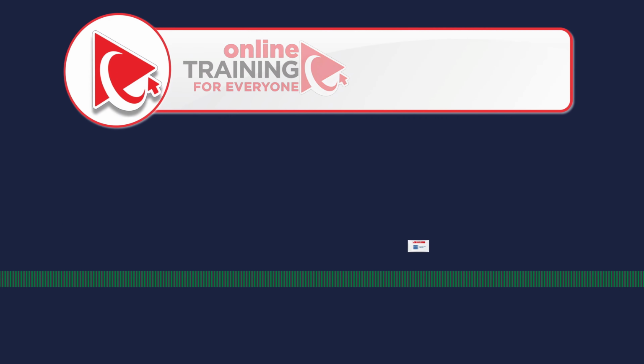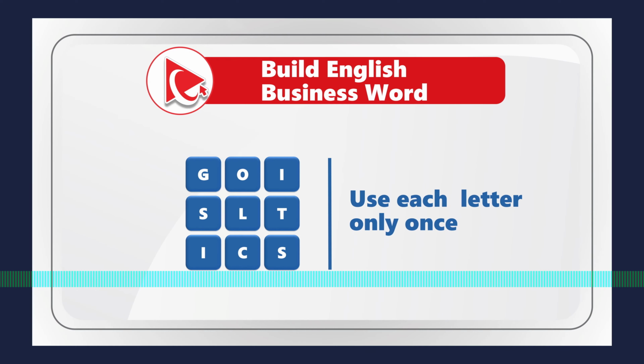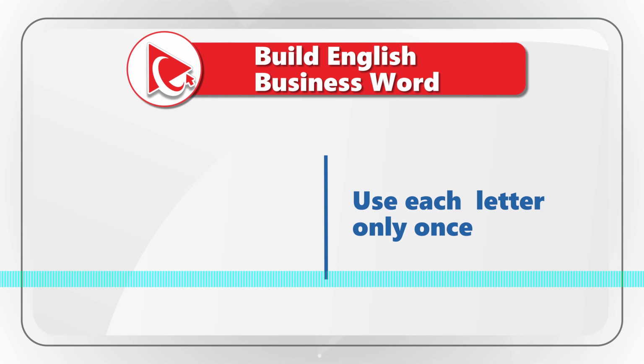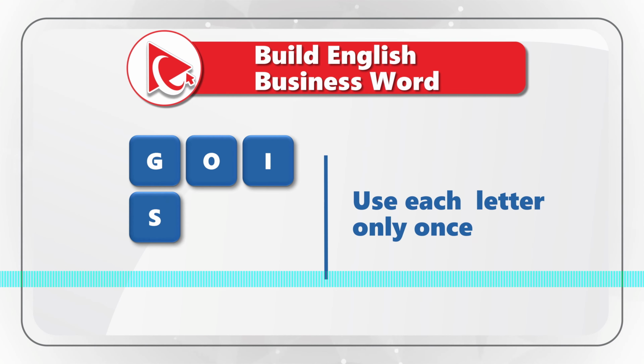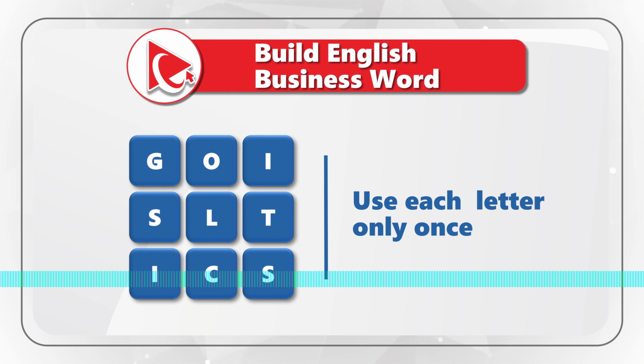Here's an amazing question to test your English business vocabulary. You need to build an English business word using all the letters presented on the screen, and you only need to use each letter once. The letters are G, O, I, S, L, T, I, C, S. Take a close look to see if you can come up with the answer.